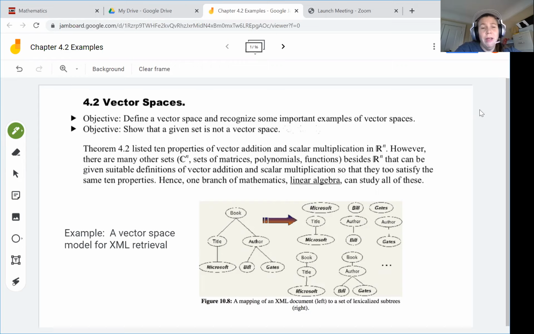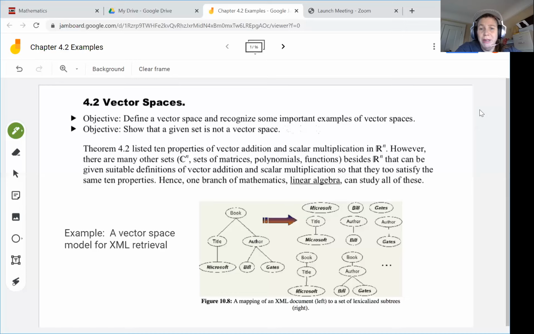Theorem 4.2 from chapter 4.1 listed 10 properties of vector addition and scalar multiplication in Rn. However, there are many other sets, for example, Cn, which is the n dimensions of complex numbers, sets of matrices, polynomials, and functions besides Rn that can also be given suitable definitions of vector addition and scalar multiplication, so that they too satisfy the same 10 properties. So in our branch of mathematics, linear algebra, we can study all of these different possible vector spaces.